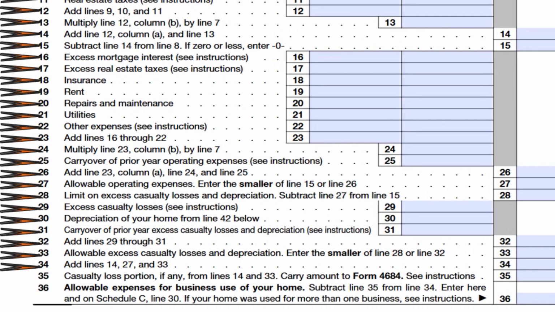And the thing here is that for line 35, you need to find the amount of casualty losses from lines 14 and 33, if any. You can also use this number on Form 4684, which you can read about on the IRS website. Line 36, you want to subtract line 35 from line 34, and you'll also use this number on your Schedule C, line 30. We actually covered the Schedule C on another show. You want to double check that show.